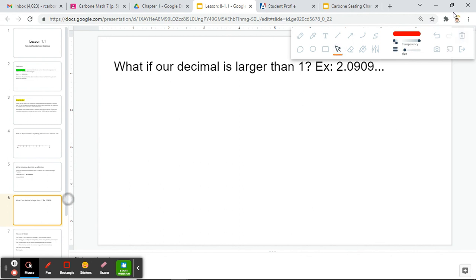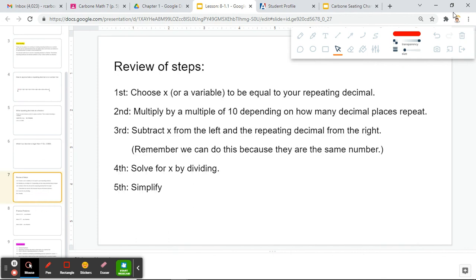Alrighty, everybody. We got some practice problems for you today. First, a review of our steps. The first thing we did was to choose x or a variable to be equal to your repeating decimal. Second, we multiplied by a multiple of 10 depending on how many decimal places repeat. Third, we subtracted x from the left and the repeating decimal from the right. Remember, we can do this because they are the same number. Lastly, we solved for x by dividing and then simplify. So I would like you guys to get those steps written down in your notebooks so that way you will be able to practice with them.